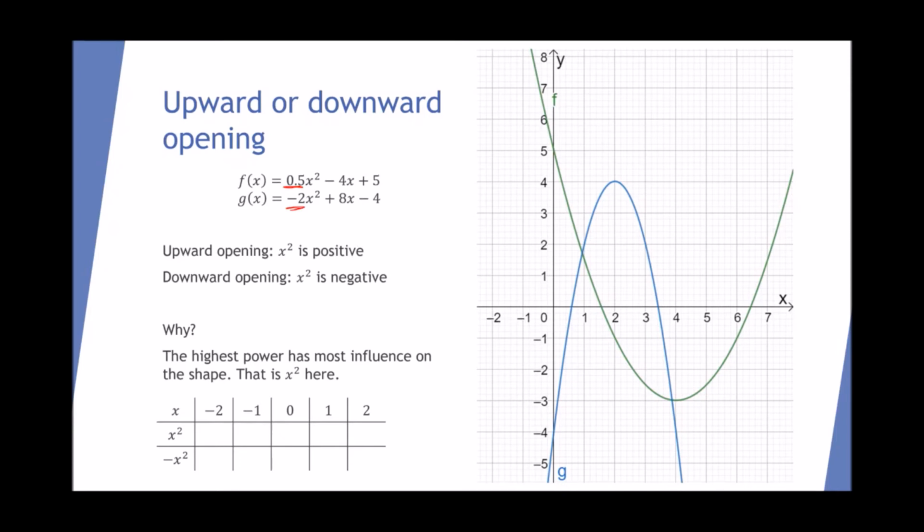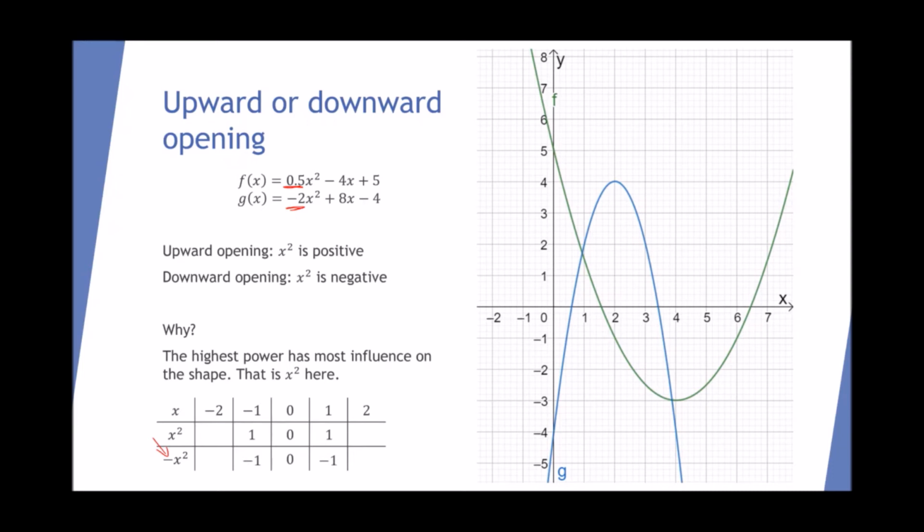Starting from the vertex. So x squared and minus x squared have their vertex at 0, 0. And then if I fill in minus 1 or 1, minus 1 squared, doesn't matter, it's going to be 1. But then for minus x squared, we first do 1 squared or minus 1 squared, and then we add that minus, so we get minus 1.